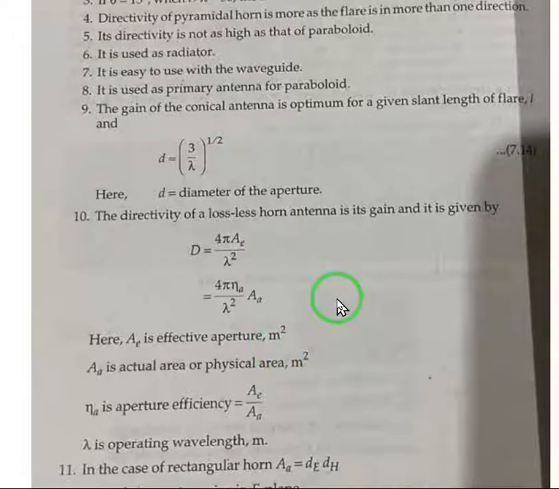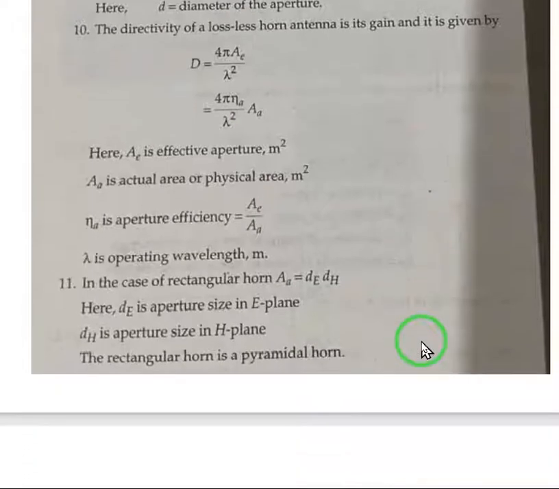The directivity of a lossless horn antenna is its gain and is given by 4 pi n A over lambda square, where A is the actual area, n is the aperture efficiency, and lambda is the wavelength. In case of a rectangular horn, the actual area is equal to dE into dH. dE is the aperture size in the E plane and dH is the aperture size in the H plane.